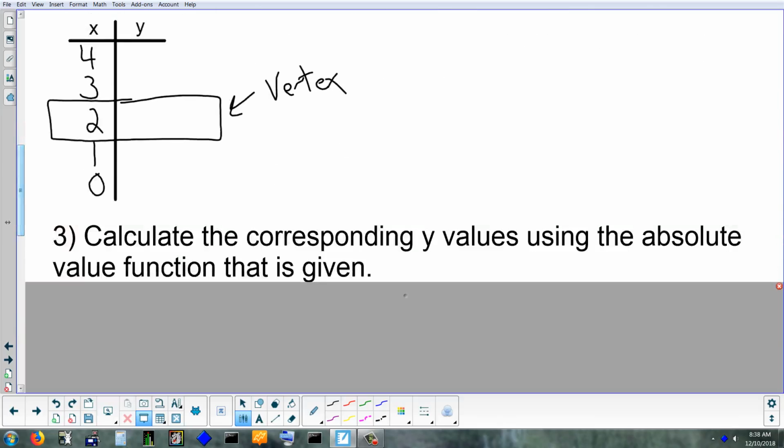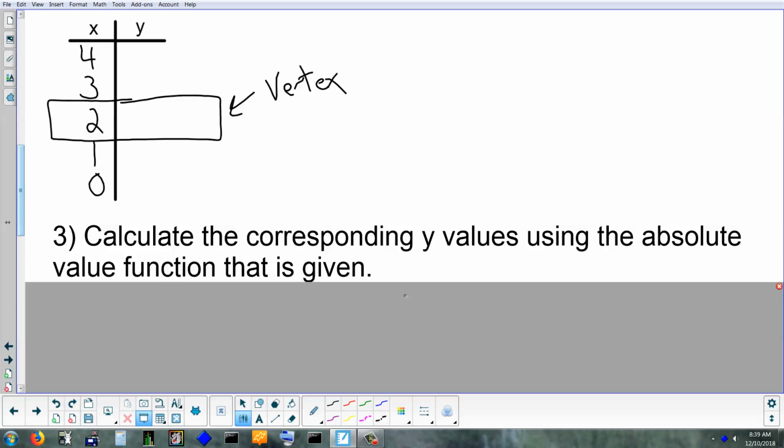Step 3, calculate the corresponding x values using the absolute value function that is given. Like we talked about in step 1, when we're solving for the x value of my vertex, ignore the absolute value. We're not worried. We're going to pull it out, set it equal to 0, and we'll get our x value for the vertex.